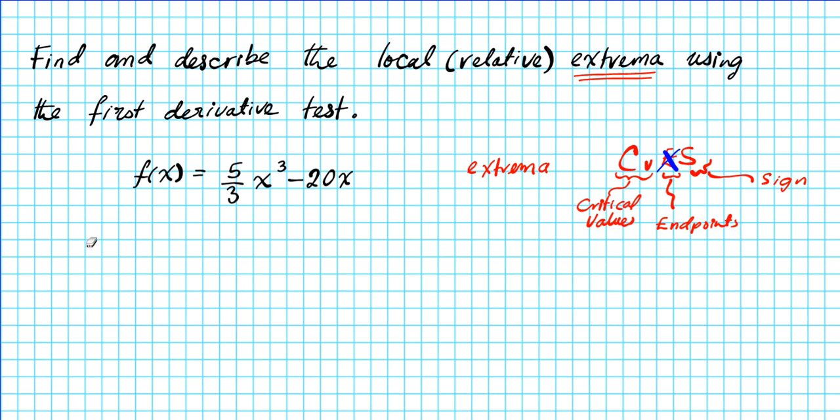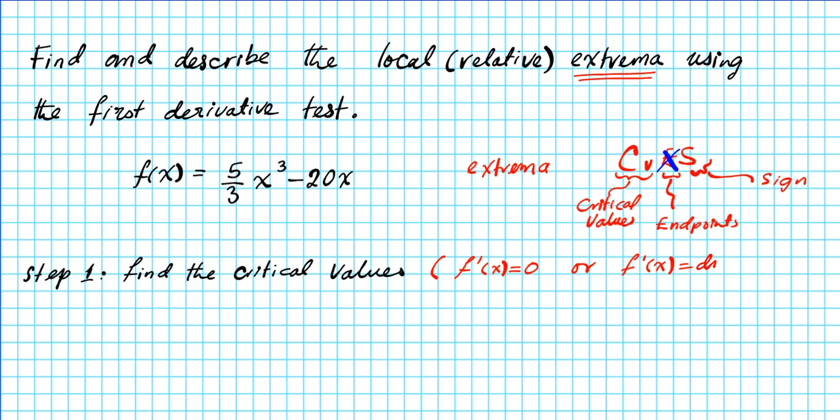So step number one is what? Step one is to find the critical values. Now, how do you find the critical values? You find the critical values by finding where the derivative, f prime of x, is equal to 0, or f prime of x does not exist.